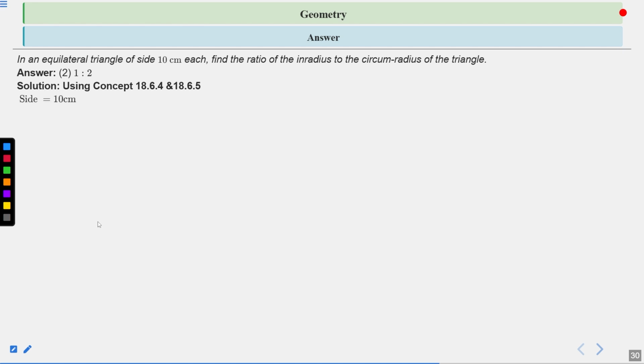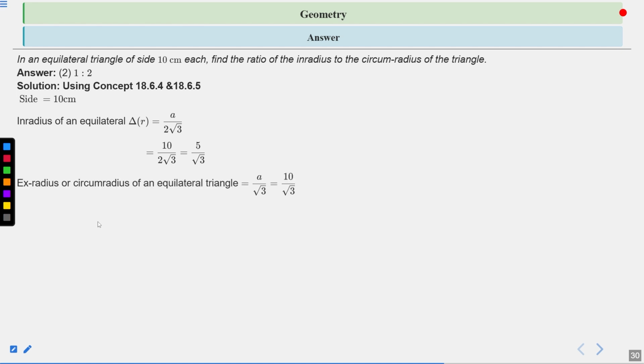So we know that the side of the equilateral triangle is 10 centimeter. Now this is an equilateral triangle. So the inradius of an equilateral triangle, we know, is side upon 2 root 3. So it will become 10 upon 2 root 3, which is equal to 5 by root 3. And we also know that the circumradius of an equilateral triangle will become a upon root 3, which is equal to 10 upon root 3.